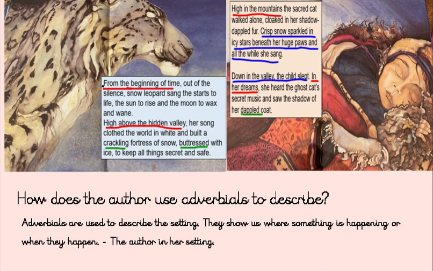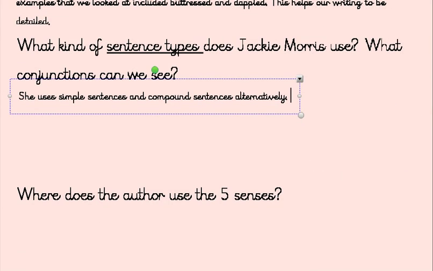And why do you not think she just has really simple sentences? Rather, down in the valley the child slept, full stop. In her dreams she heard the ghost cat's secret music, full stop. She saw the shadow of her dappled coat, full stop. Why do we not do that? It's because our writing would become boring and not very interesting.